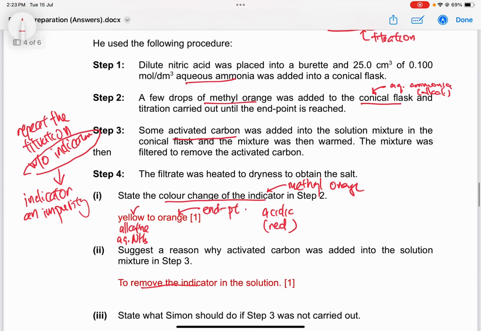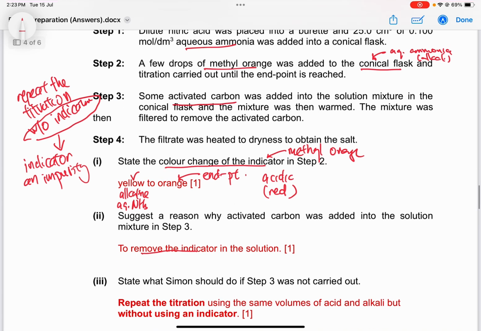State what you do if step 3 was not carried out. So obviously they're saying, what if you don't want to use activated carbon? What can you do to remove the indicator? Just repeat the titration using the same volume of acid and alkali, but not using an indicator. Because you already determined the endpoint, you know how much acid and alkali to use, and hence you could just repeat the same experiment without the indicator to get your pure dry sample of the salt.